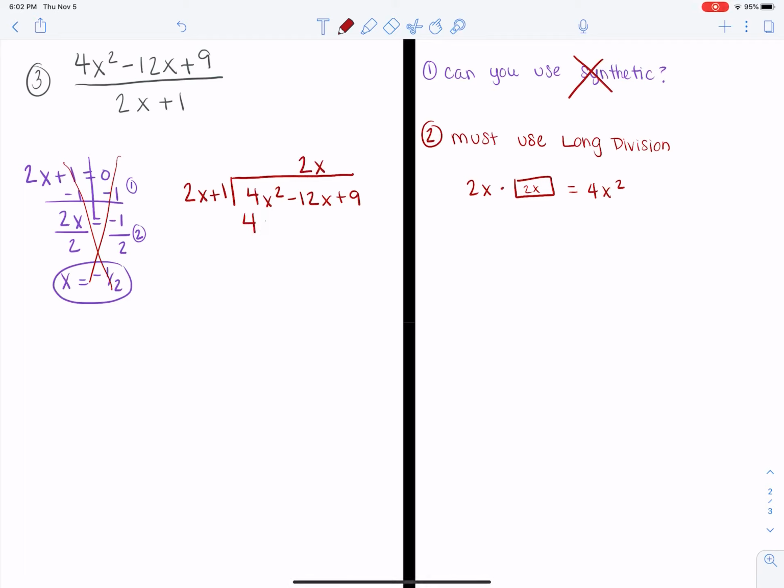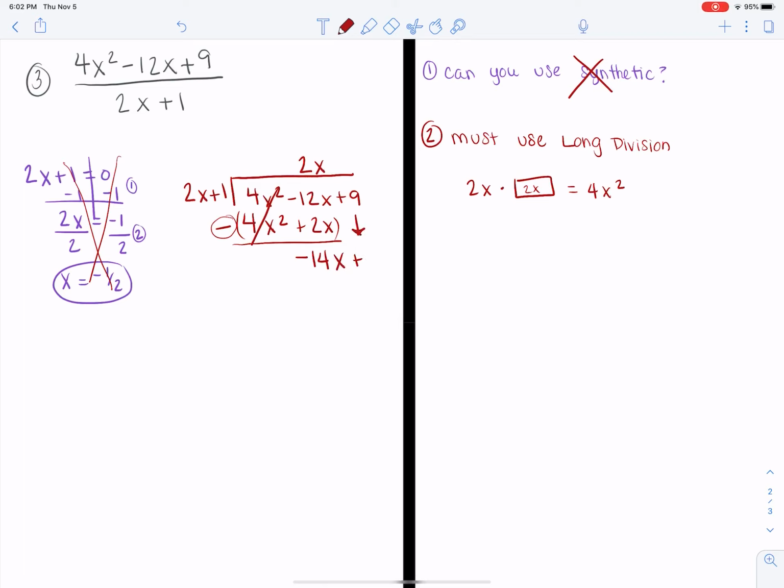So 2x. 2 times 2 is 4. X times x is x squared. 2 times 1 is 2. Keep the x. Now, here's where it's kind of weird when you go back and forth. In synthetic division, we add, but in long division, we subtract. So we're subtracting. So 4x squared minus 4x is nothing. Negative 12 minus 2 is negative 14x.